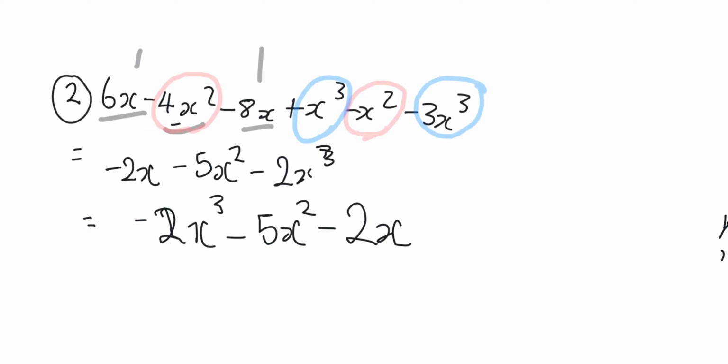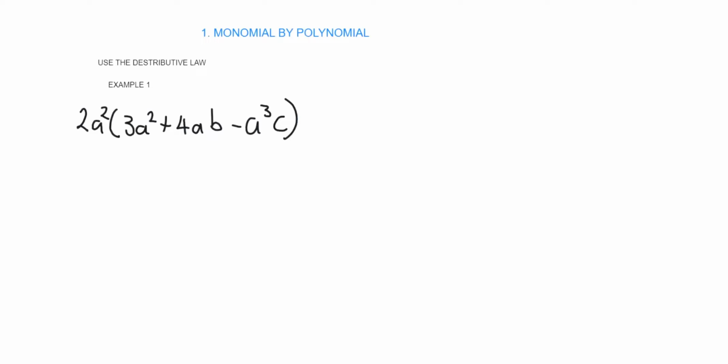Now let's check something else. Now let's say you are given a monomial by binomial. They say use the distributive law to multiply this, or rather to find the solution of this, or to simplify this algebraic expression. So now what is it that we are going to use? Surely, the distributive law.